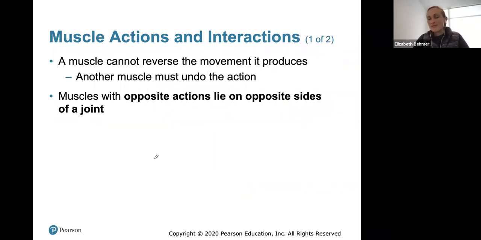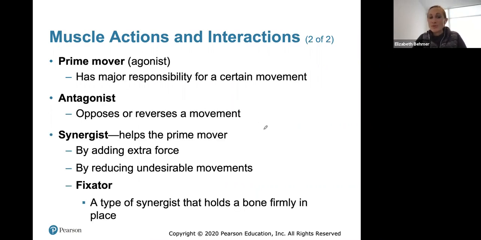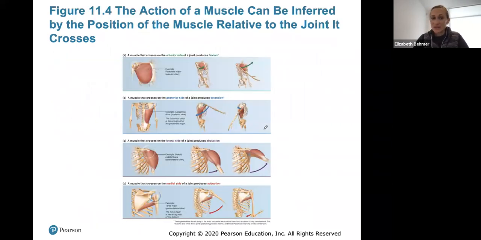A muscle cannot reverse the movement it produces. Another muscle must undo the action. So muscles with opposite actions lie on opposite sides of a joint. The prime mover is called the agonist, and this has the major responsibility for a certain movement, and the antagonist opposes or reverses a movement. A synergist will help the prime mover by adding extra force and by reducing undesirable movements, and a fixator is a specific type of synergist muscle that will hold a bone firmly in place. So these are just examples.